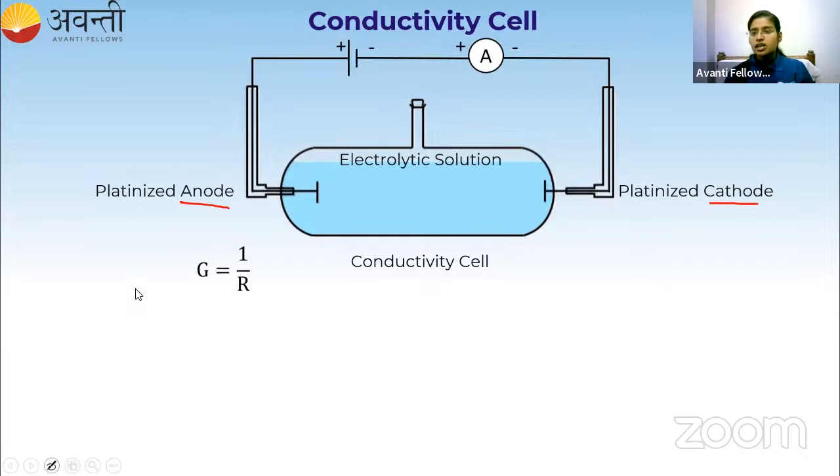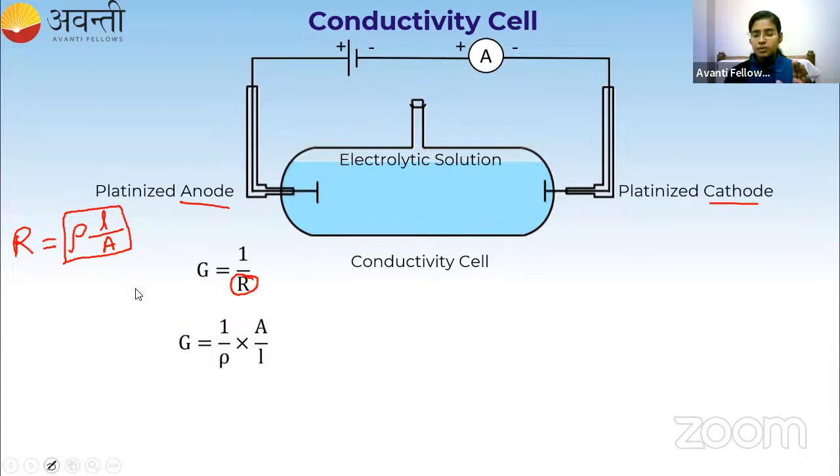Okay. And if we substitute the value of R, we have seen that R is equal to rho into L by A, right? So in place of this R, if you substitute rho into L by A, you will get a relation for G as 1 by rho into A by L. Here you substitute rho into L divided by A, so that A will go to the numerator. So this is what we have achieved. Okay, so this is the next relation.